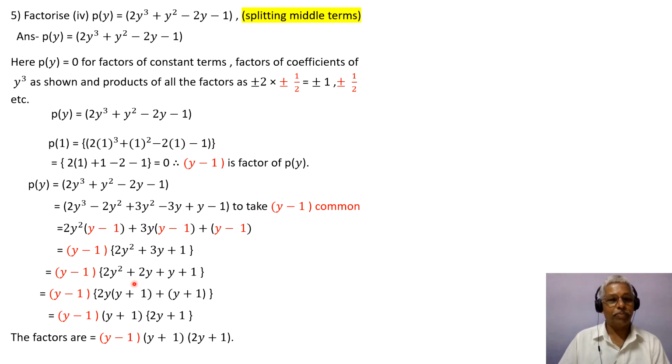So 2y square plus, see in the bracket only, 2y square plus 2y plus y plus 1. So see here, taking 2y common and left with y plus 1, and this is y plus 1. Now taking y plus 1 common from this bracket, this is carried as it is, so y minus 1 in one bracket, y plus 1 in another, and we are left with 2y plus 1 in this. These are the factors. So the factors are y minus 1, y plus 1, and 2y plus 1.